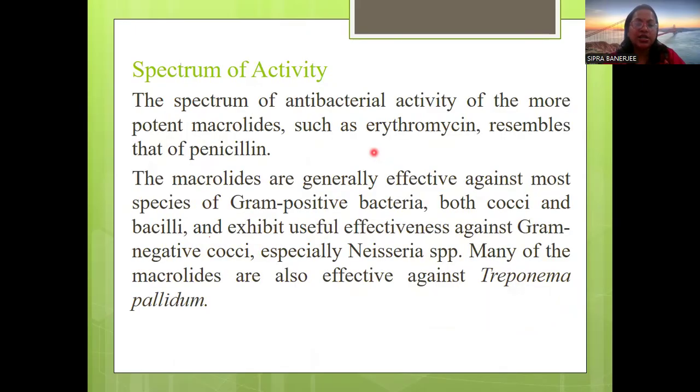This drug is basically active against gram-positive bacteria, both cocci and bacilli, and some gram-negative cocci like Neisseria gonorrhoeae, and some other important bacteria like Treponema pallidum are also killed by this drug.